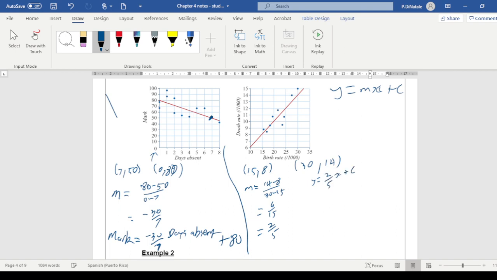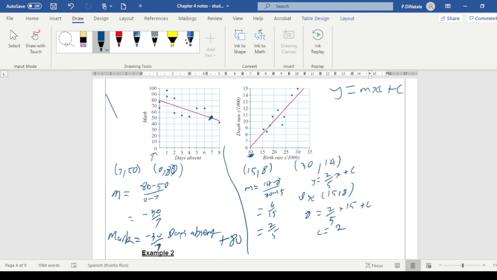I can use any one of these points to find my c. I'm going to use 15 and 8. I cannot read c, the y-intercept, off the graph because the x here is 10, not 0. So I'm using that one there, so I get 8 equals 2/5 times 15 plus c. So I get c equals, when I work it out, c equals 2.